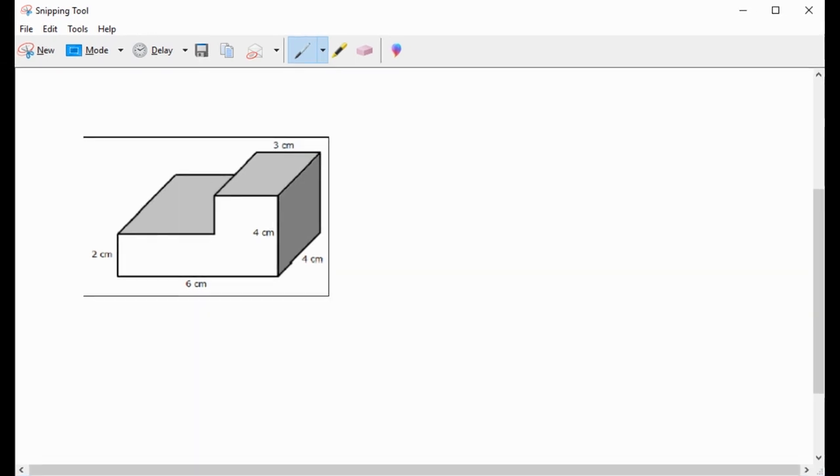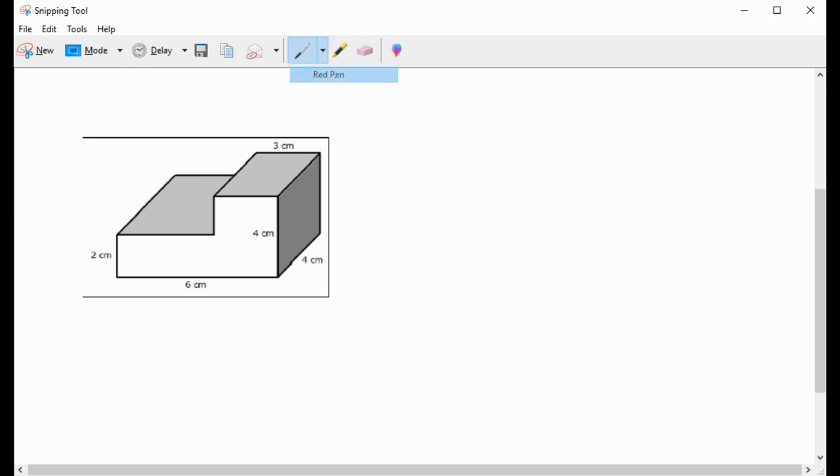And when I say that, I mean that you can separate it and you can end up having two different figures. So I'm going to use my red pen to draw a line just so you can see how I am going to separate this into two different shapes. Okay, so now I have two different rectangular prisms. So I will call this one figure 1 and I will call this one figure 2.